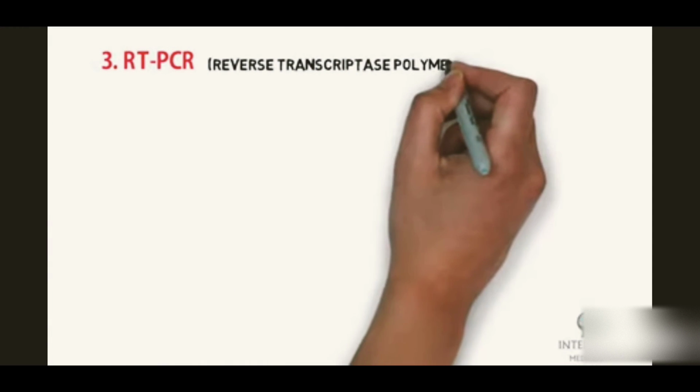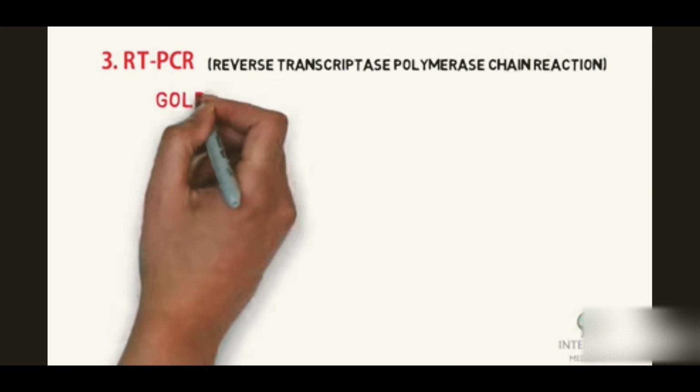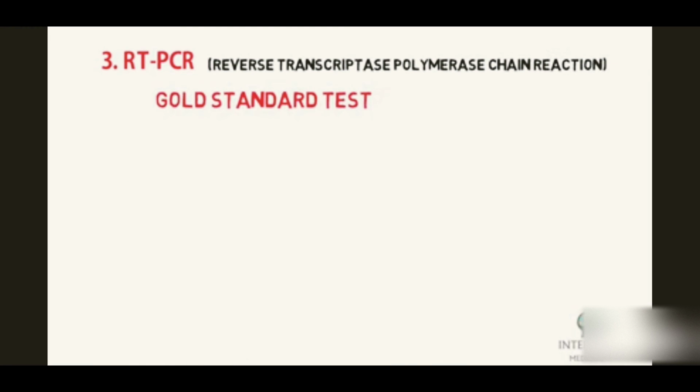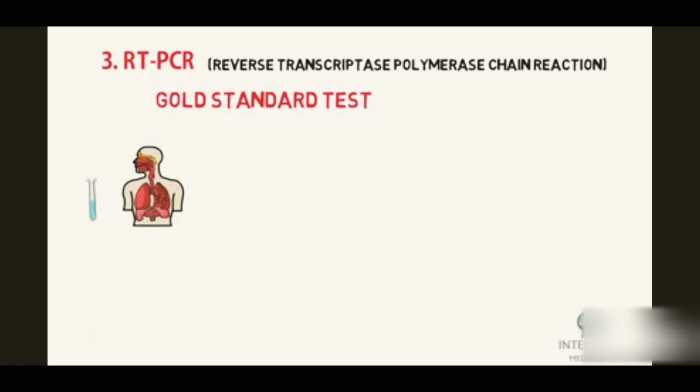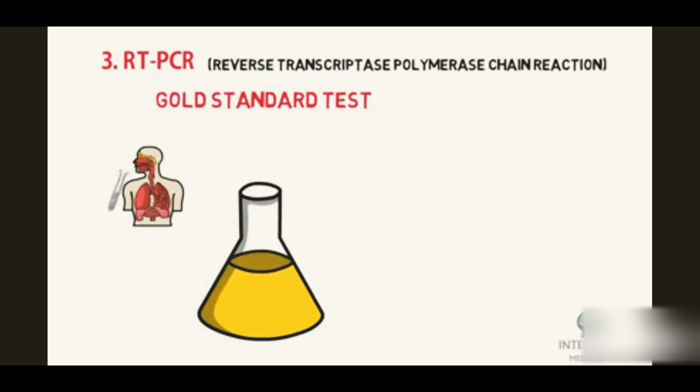Third, RT-PCR, that is reverse transcriptase polymerase chain reaction. This is the gold standard test. In this test, a sample is collected from parts of the body where the coronavirus gathers, such as a person's nose or throat. The sample is treated with several chemical solutions that remove substances such as proteins and fats and extracts only the RNA present in the sample. This extracted RNA is a mix of the person's own genetic material and, if present, the coronavirus's RNA.